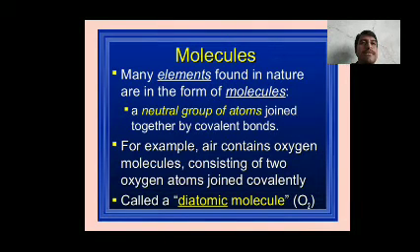Many elements found in nature are in the form of molecules. A molecule is a neutral group of atoms joined together by covalent bonds. For example, air contains oxygen molecules consisting of two oxygen atoms joined covalently, called a diatomic molecule.